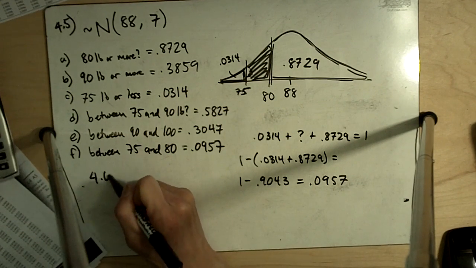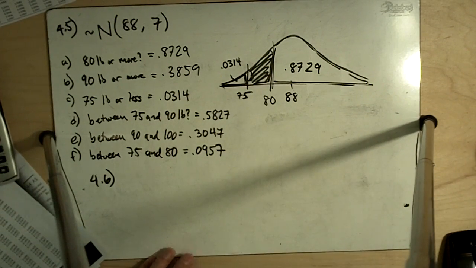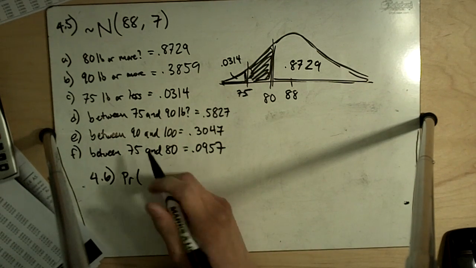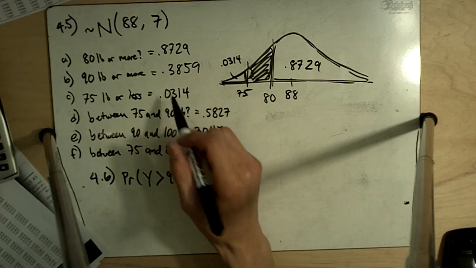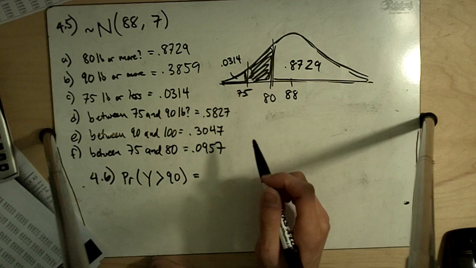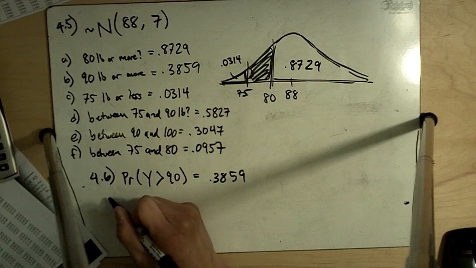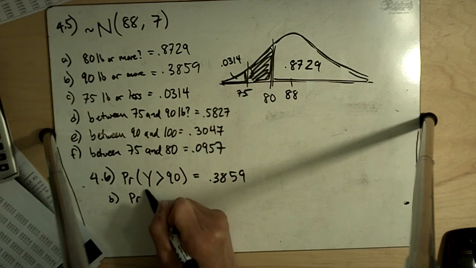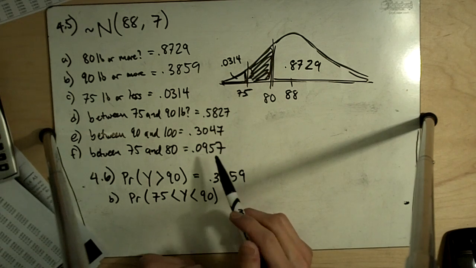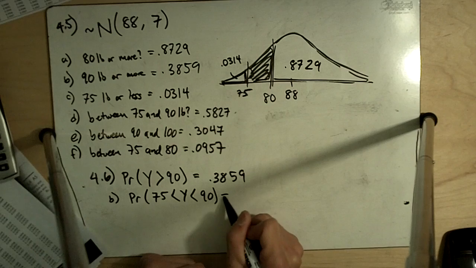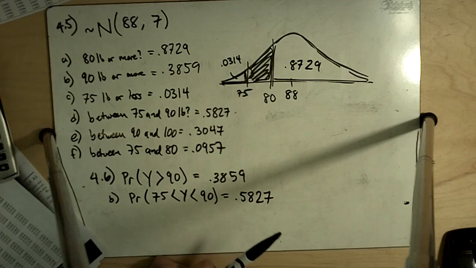Okay, and then 4.6 basically just asks in probability form, what's the probability that y is greater than 90, which is essentially the same as part B, 90 pounds or more. So that's going to be 0.3859. And part B asks the probability that 75 is less than y is less than 90. And that is exactly the same as part D. That is 0.5827. So that's 4.5 and 4.6.